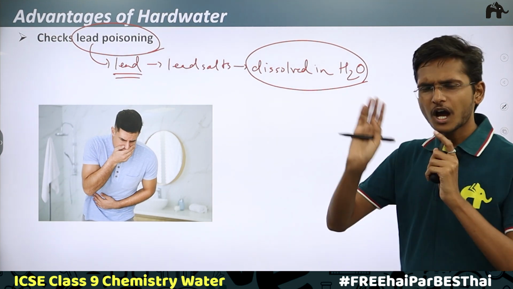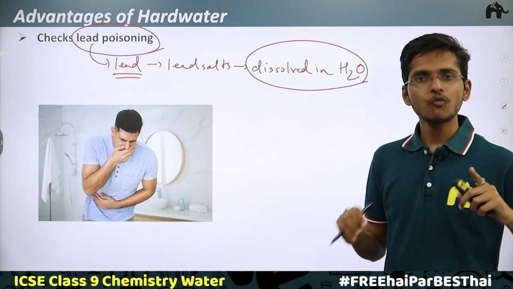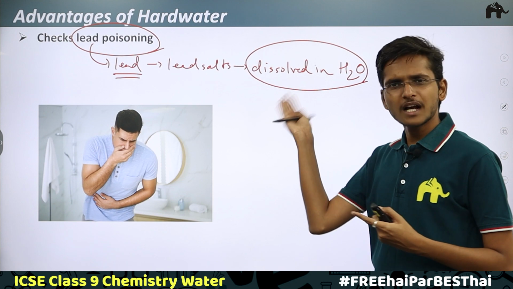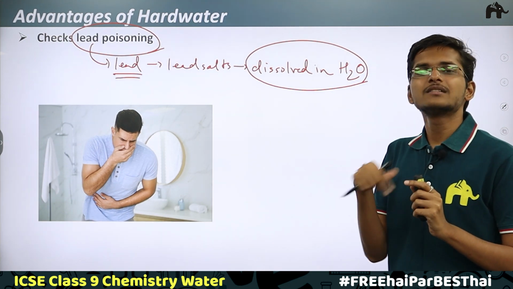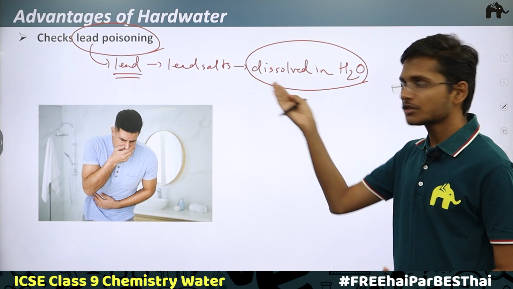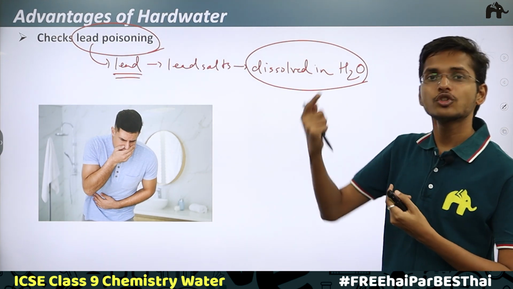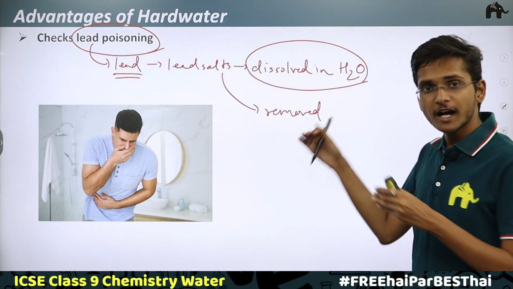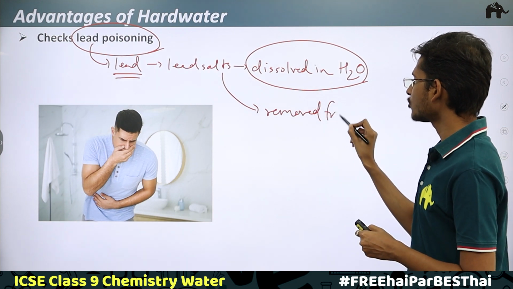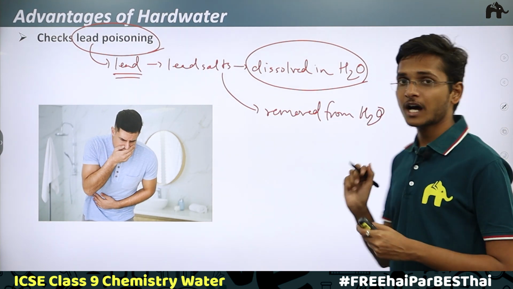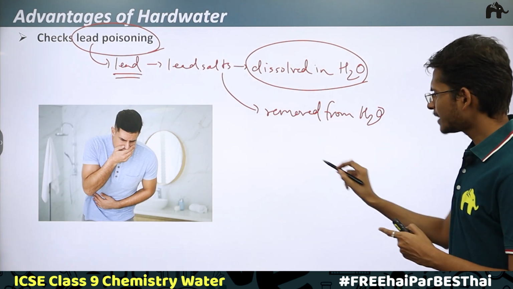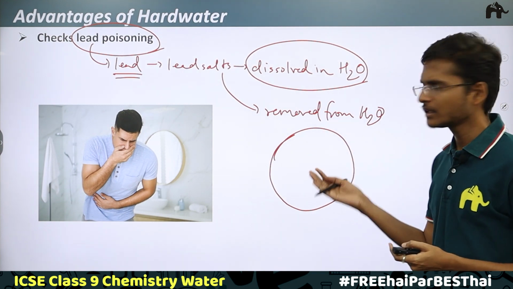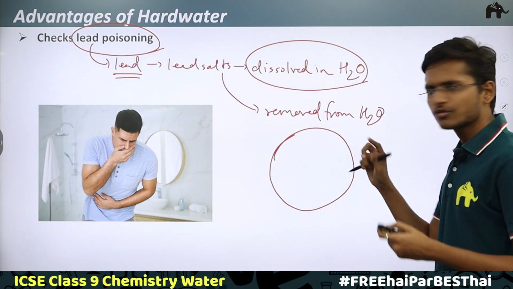How? If hard water is passed through the lead pipes, the hard water makes the dissolved lead salts insoluble. The salts present in the water become insoluble and are removed from the water if hard water is going through the pipeline. Something like this, a circular pipe. Don't bother about my circle, I've tried.